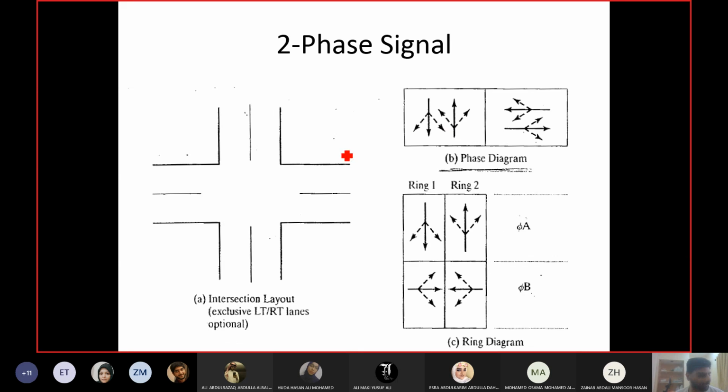I'm going over time now. Sorry for that. Let me quickly show you some examples. So this is a phase and a ring diagram. Phase diagram is this one. You can see there are only two phases because all turning movements are permitted.